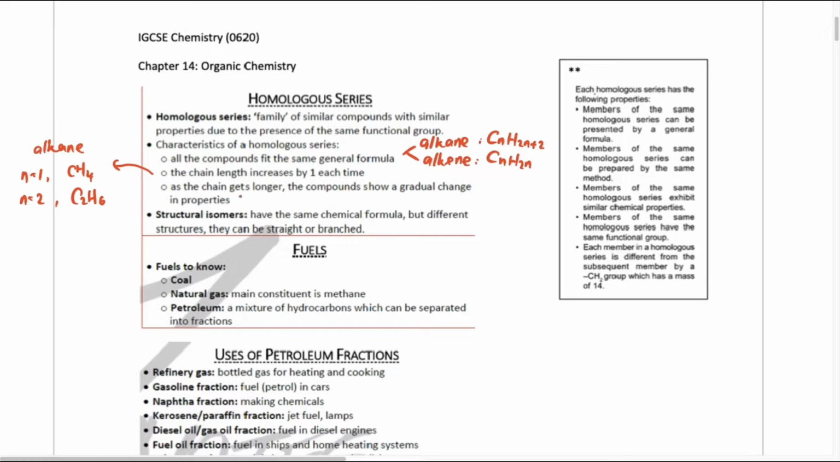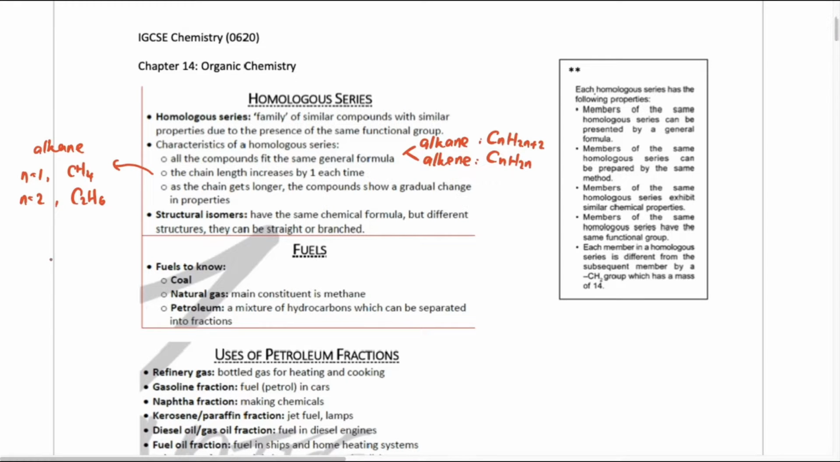As the chain gets longer, the compounds show a gradual change in properties. For example, they have greater intermolecular forces and hence higher boiling points and melting points. Structural isomers have the same chemical formula but different structures. They can be straight or branched.